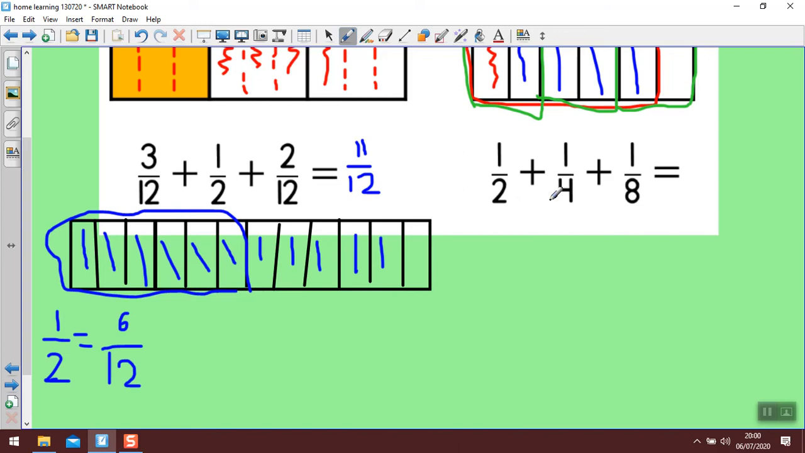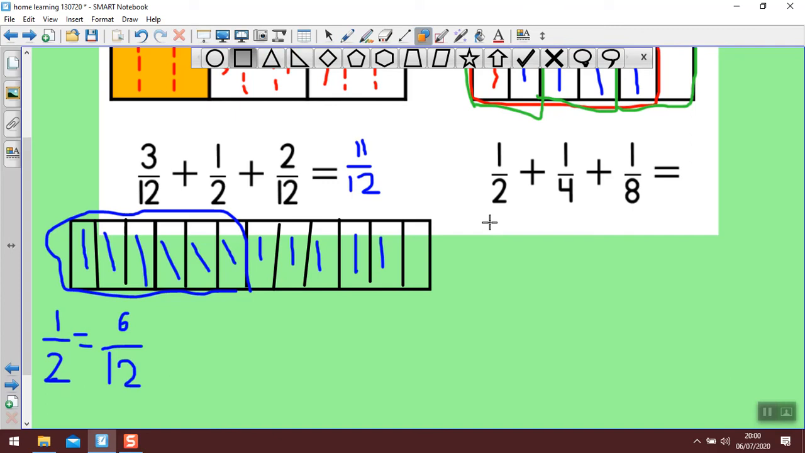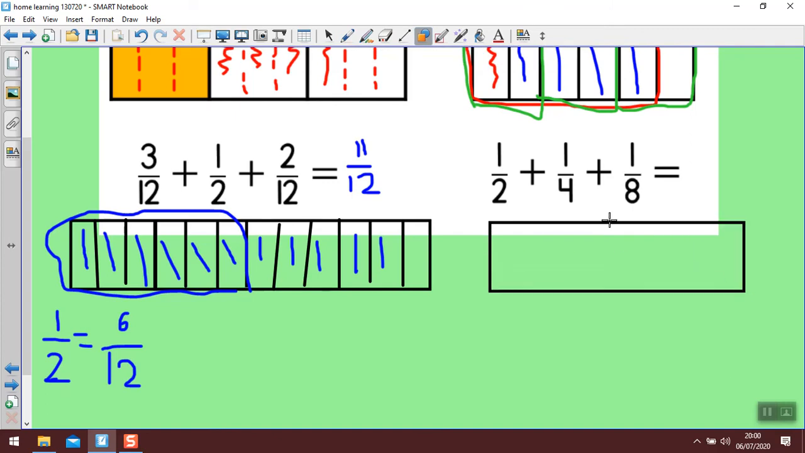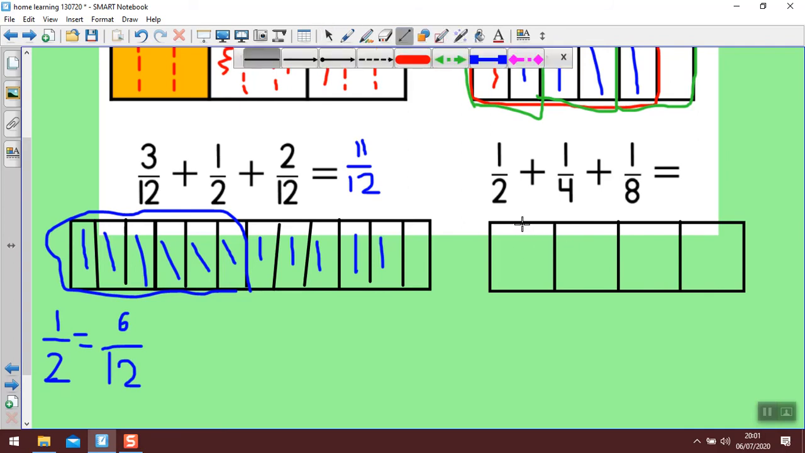Now we've got a half, add a quarter, add an eighth. So if I draw myself a bar, if I split it in half, that's my half here, but I need to have quarters and eighths, so I can split them all into eighths. That's going to make it much easier. So if I split my halves into half again, I've got quarters. So I've got 4 quarters. Let me just make them a little bit more equal. So I've currently got quarters. If I split them in half again, I have got eighths.